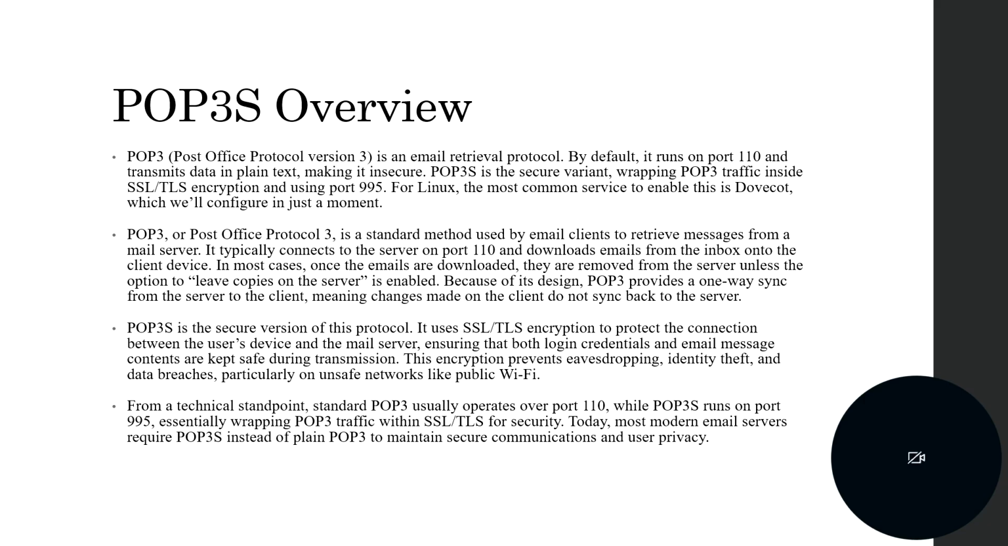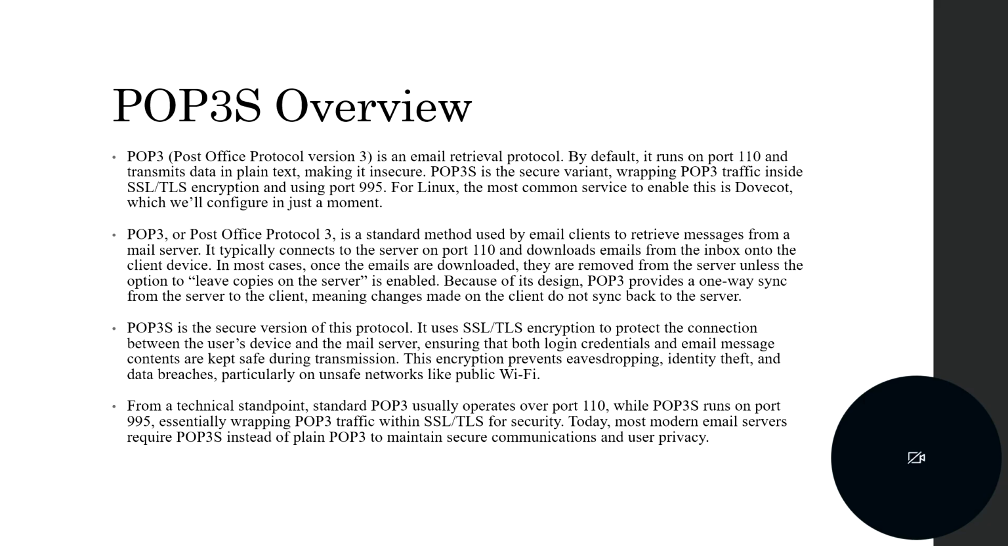Post Office Protocol 3 is a standard method used by email clients to retrieve messages from a mail server. It typically connects to the server on port 110 and downloads emails from the inbox onto the client device. In most cases, once the emails are downloaded, they are removed from the server unless the option to leave copies on the server is enabled. Because of its design, POP3 provides one-way sync from server to the client, meaning changes made on the client do not sync back to the server.